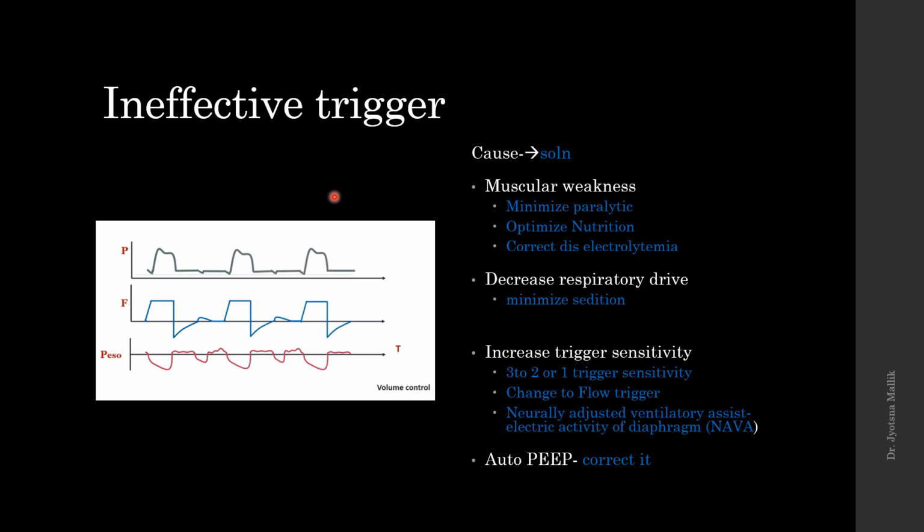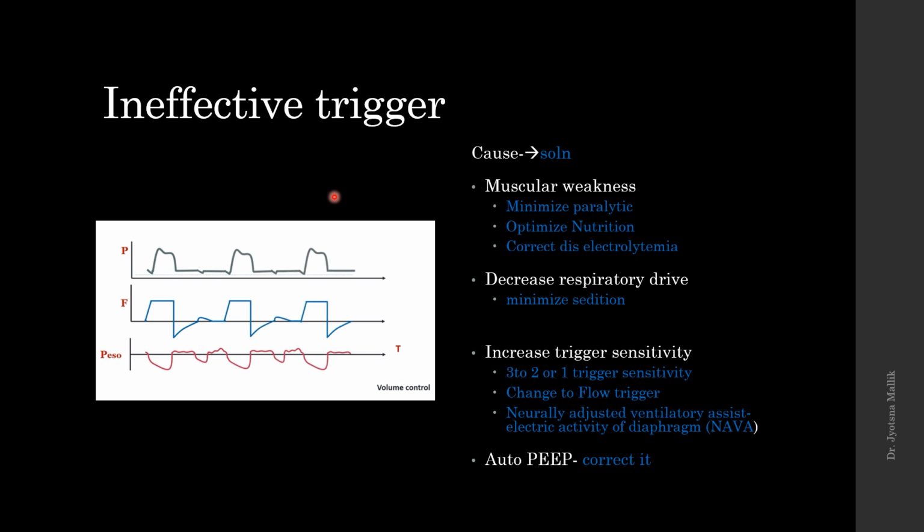What is the cause? The cause is either a problem with the patient or a problem with the ventilator setting. If it is a problem with the patient, what could it be? There could be weakness of the muscles. Maybe the paralytic or the sedative has not been weaned off. Maybe there is a nutritional deficiency, electrolyte abnormalities, or decreased respiratory drive because of the sedation we have given, or because of some stroke or some CNS dysfunction.